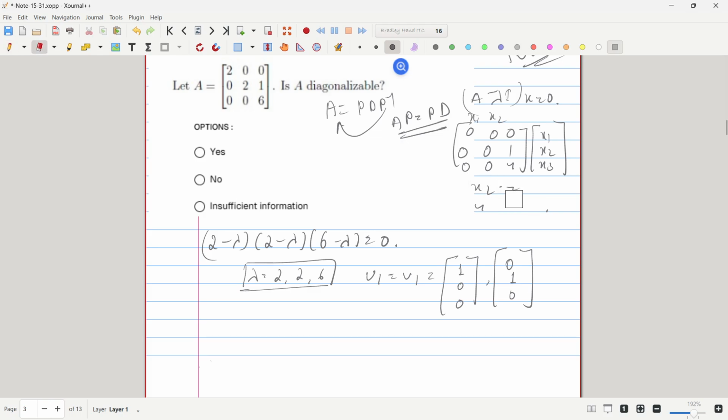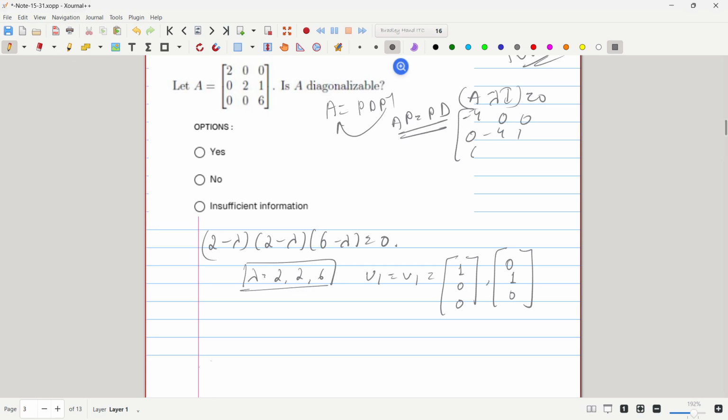Now we need to find the eigenvector for lambda is equal to 6. Again, A minus lambda I is equal to 0. 2 minus 6 is minus 4, 0, 0, 0, 0 minus 4, 1, and 0, 0, 0.